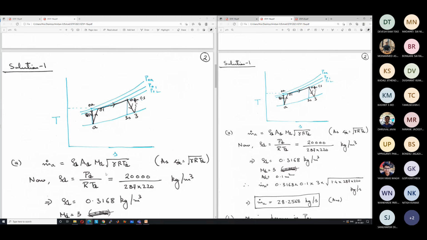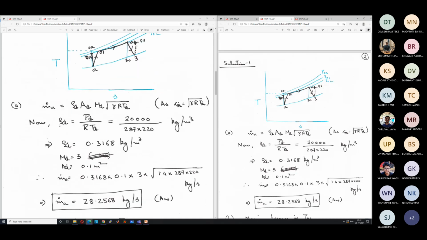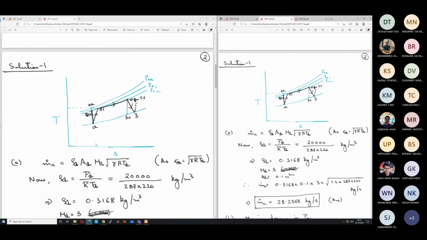Velocity at the inlet is equal to Mach number into speed of sound, because Mach number is defined as velocity by speed of sound. Speed of sound at the inlet, Ca, is root over gamma R Ta. So velocity at the inlet is Mach number into root over gamma R Ta. We need to find these values to find the mass flow rate. Density rho a is equal to Pa by R Ta, and everything is known.